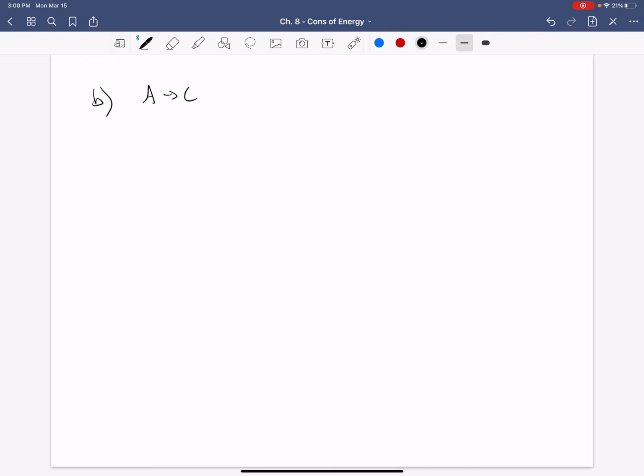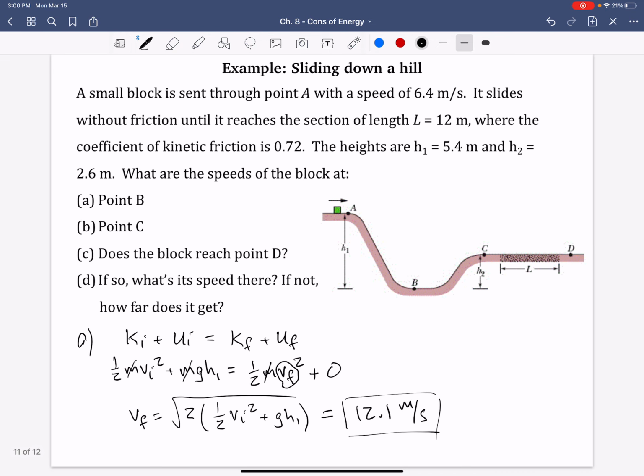If we start at A and end at C, we have the following. We have the speed at point A, right? Because it has some kinetic energy. It also has some potential energy at A. And then at point C, well, it will have some speed. How do we know it has speed at C? Pause the video and try and reason to yourself why it has speed at C.